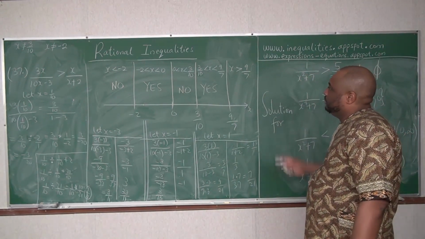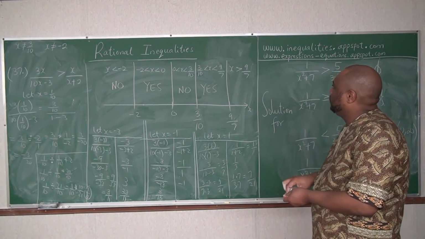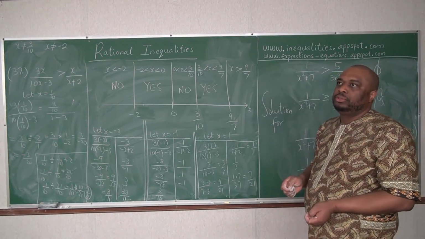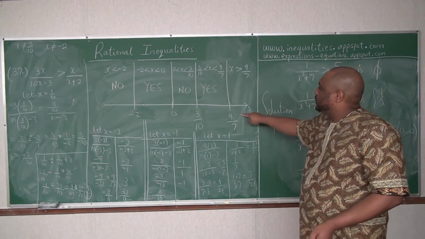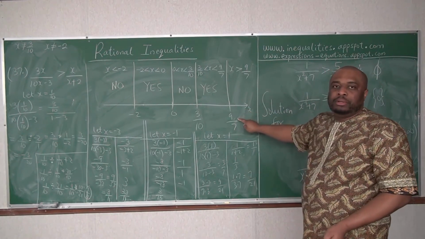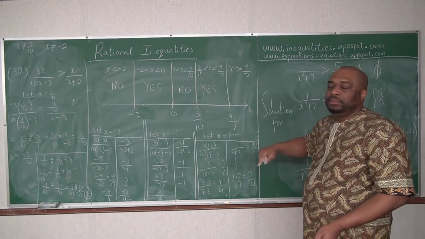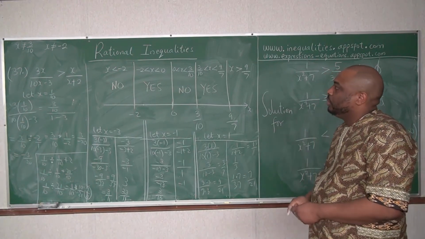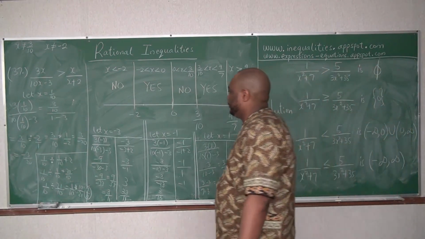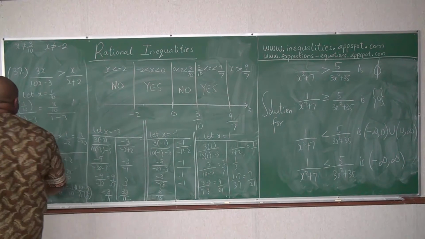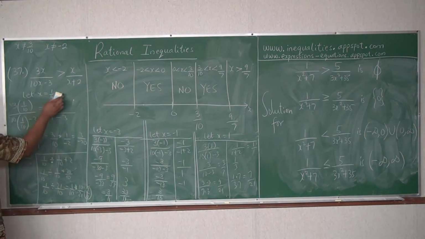Then the last test interval, we can use 14 over 7, which is 2. X equal to 2. So we can use 2 for that. And if we do that, let x be 2.